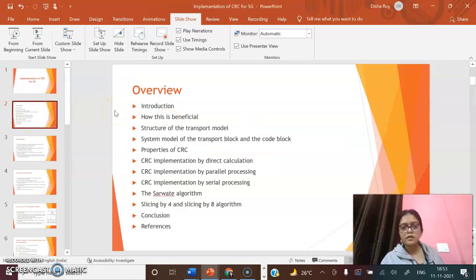In this presentation, I will be highlighting the introduction, how this is beneficial, structure of the transport model, system model of the transport block and the code block, properties of CRC, CRC implementation by direct calculation, CRC implementation by parallel processing, CRC implementation by serial processing, the Sarwate algorithm, slicing by 4 and slicing by 8 algorithm, and conclusions.